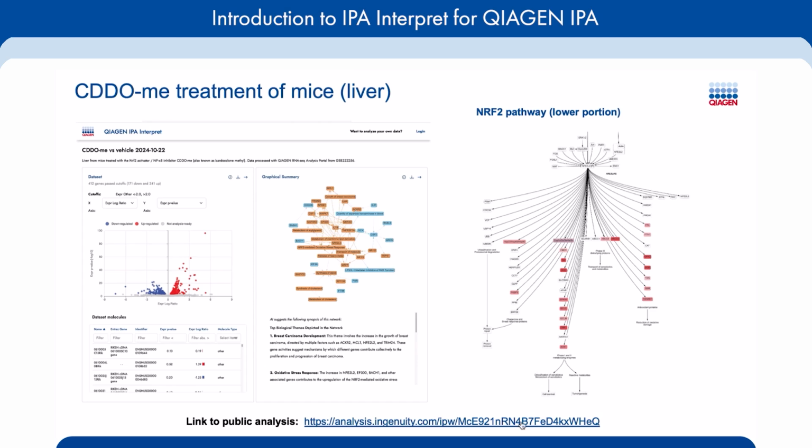With IPA Interpret for QIAGEN Ingenuity Pathway Analysis, you can turn your data into a shareable, interactive overview with actionable insights. IPA Interpret is an easy-to-use and shareable report of an IPA analysis with updated graphics and increased performance. Today we will take a look at how to access, navigate, and share an IPA Interpret report.